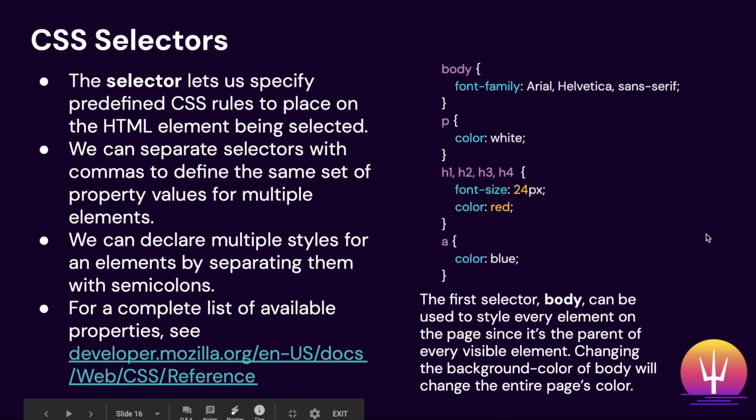We're going to talk about CSS selectors. And what CSS selectors allow us to do is to basically find the HTML elements that we want to style. For example, on the side over here, we have body, paragraph, the header tags, and the A element. So for instance, the first selector, body, we can use it to style every single element on the page because body is the parent of every visible element. So it doesn't have to be limited to just the font. We can change the background color, we can change even the size of the font, and so on and so on.